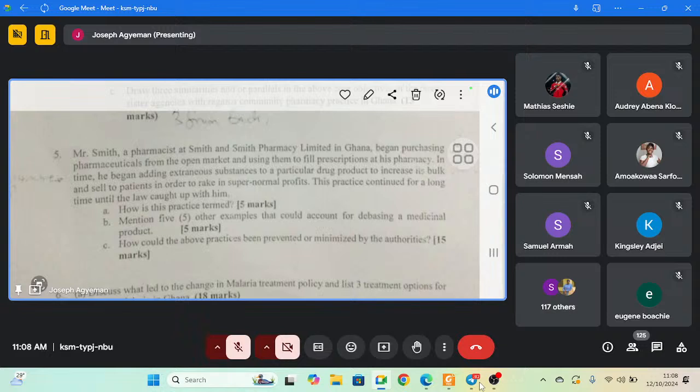Very simple. You've seen that they've allocated 5 marks there. It means they want you to pass. They want you to pass. For stating only adulteration, you are getting 5 marks. It means that if you also missed out.